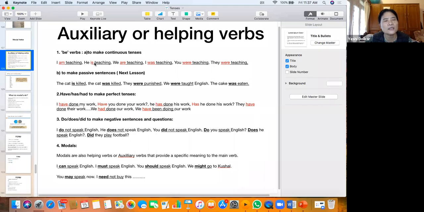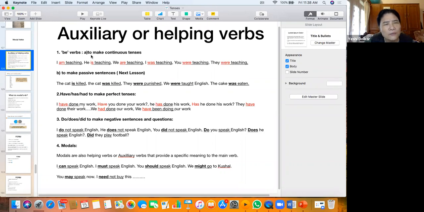In the same way, he is teaching. Or if it's a plural, you put are. We are teaching. This is the be verb. It's helping. In the same way, I was teaching. Past continuous. You were teaching. They were teaching. So these are be verbs that are used with this verb form, and you're getting a continuous tense. So present continuous, past continuous.